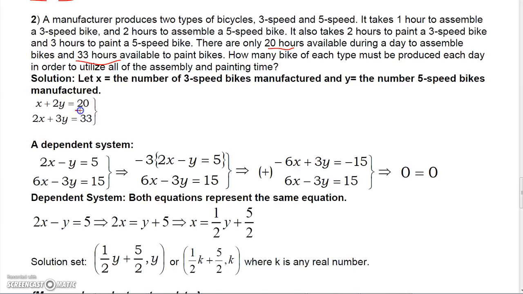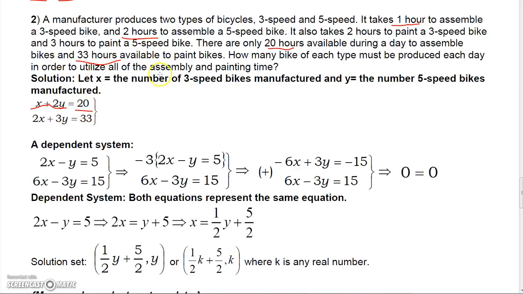Well, remember, you only have 20 hours of assembly time available, and if you go back up here and look, it takes 1 hour to assemble a 3-speed bike and 2 hours to assemble a 5-speed bike. So 1x plus 2y would be the assembly time, and that has to equal 20.